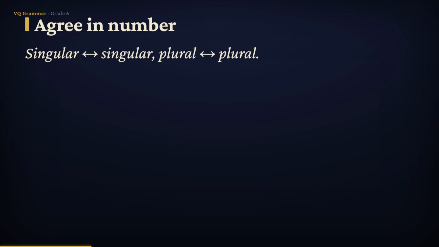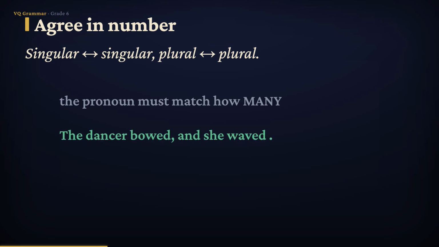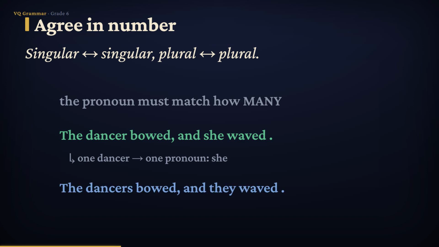Here's the first rule that keeps everything tidy. A pronoun has to agree with its antecedent in number. Number just means how many. If the antecedent is singular, one thing, the pronoun must be singular too. The dancer bowed and she waved. One dancer, one she. But if the antecedent is plural, more than one, the pronoun goes plural. The dancers bowed and they waved. Many dancers, so we use they. Match the count and it always sounds right.